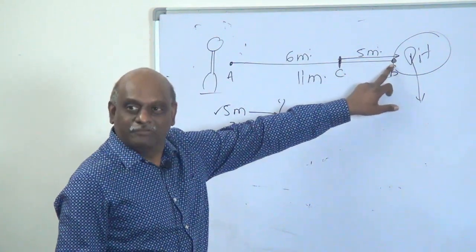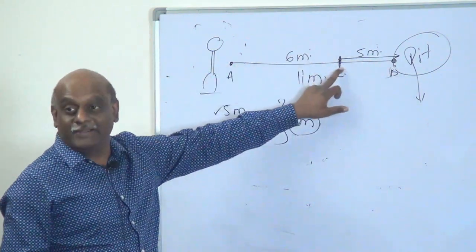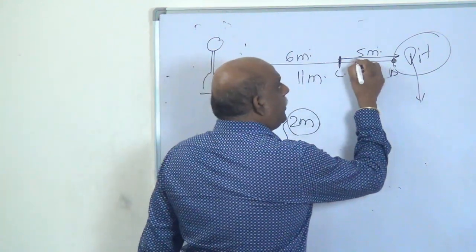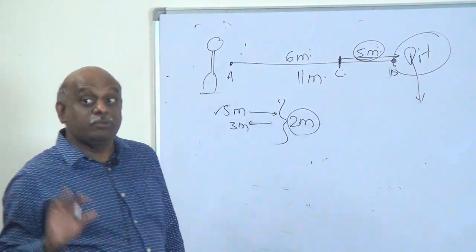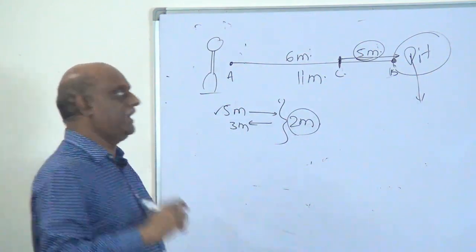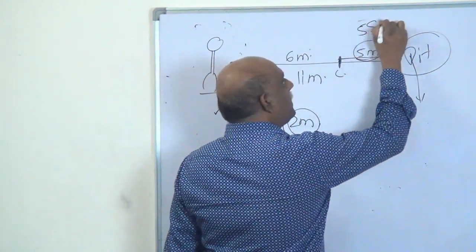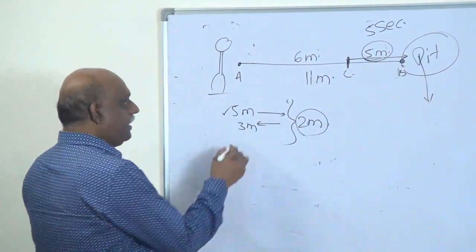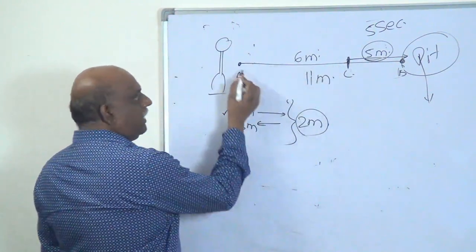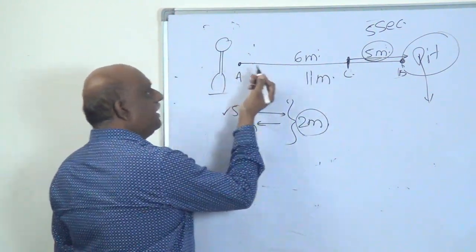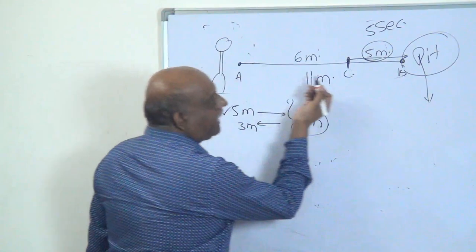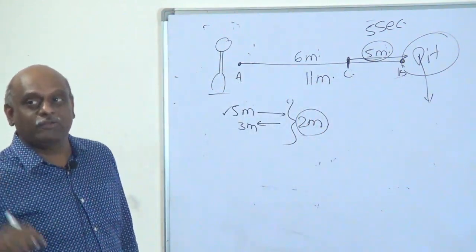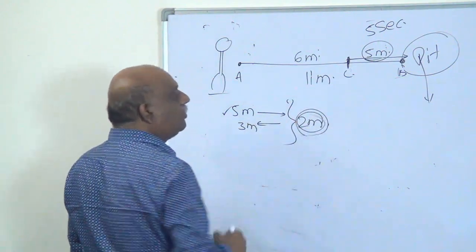Yahan se yahan ko 5 meters hai, to yahan se yahan tak kitna hoga? 6 meters. No tension. Now, to walk this 5 meters, how much time does he take? Every meter, 1 second. So 5 meters, he will take 5 seconds. Now, here how does he walk? He walks 5, goes back 3. He walks 5, goes back 3. He walks 5, goes back 3. So every time, how much progress in the forward direction is he making? 2 meters.